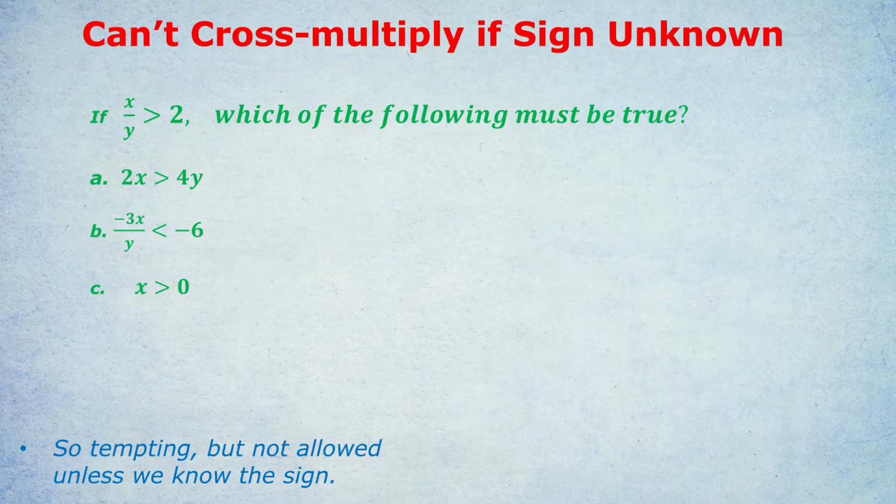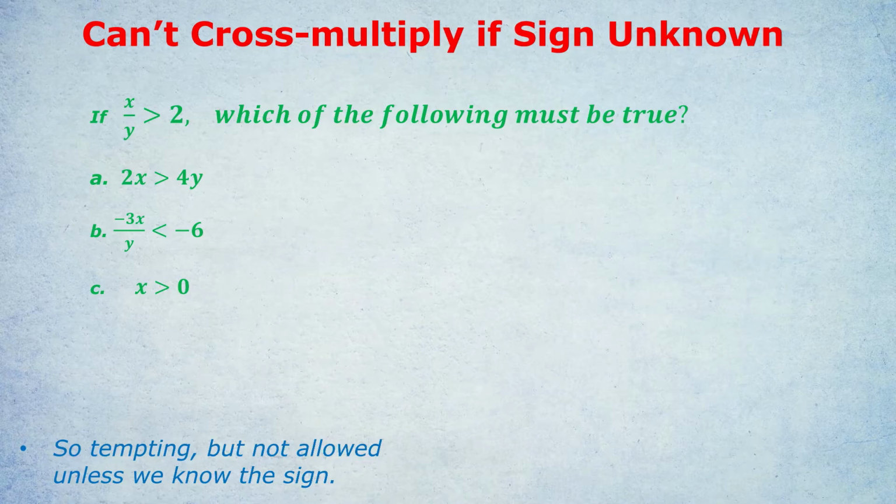Now, we don't know if y is positive or negative. The question never stated that. And if we don't know the sign, we can't cross multiply like that. Don't forget, if y is positive, the sign would stay in this direction, greater than. But if y was a negative, and we multiply both sides by a negative, then the sign would flip, as we saw earlier on in this lesson. So because we don't know if y is positive or negative, we don't know whether to flip the sign or not, and therefore we're not allowed to do it.